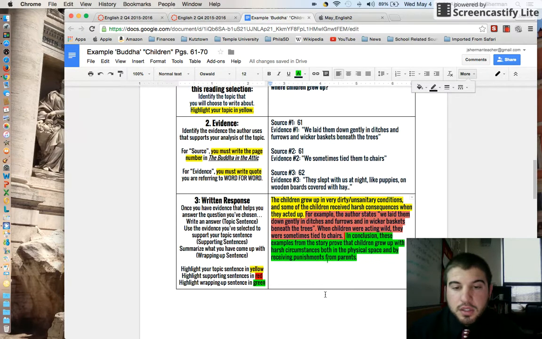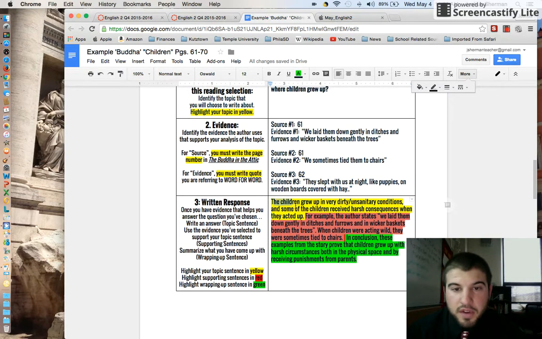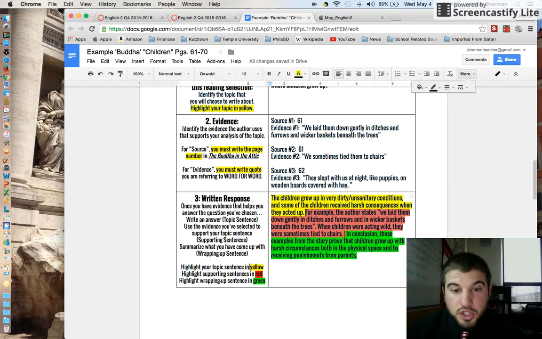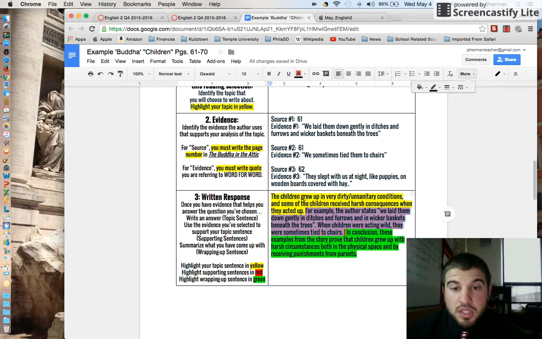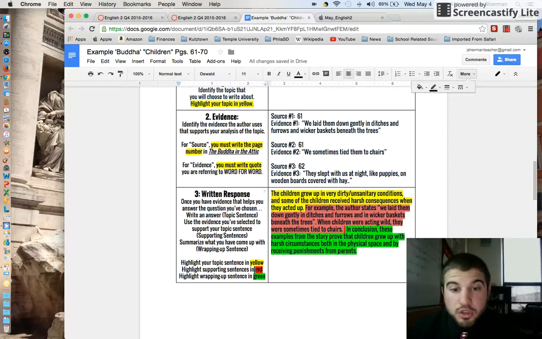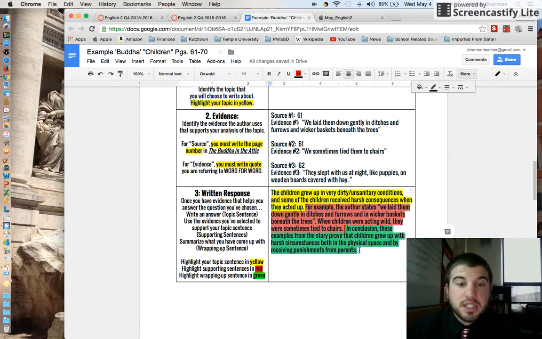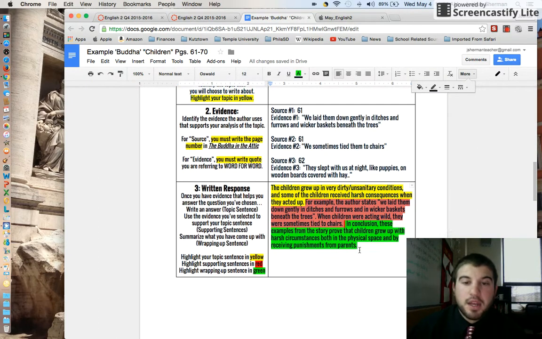Okay? So, this is what a good paragraph looks like. A very clear beginning topic sentence, which you will need to highlight in yellow when you write your own. Very clear supporting sentences that back up what you said in the topic sentence, which you should highlight in red when you write your own. And then finally, a wrapping up or transition sentence. In this case, it's more of a wrapping up sentence because we're simply concluding what we already said. That is what we're going to highlight in green.